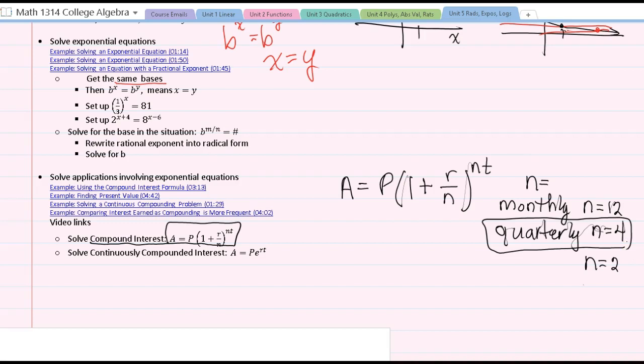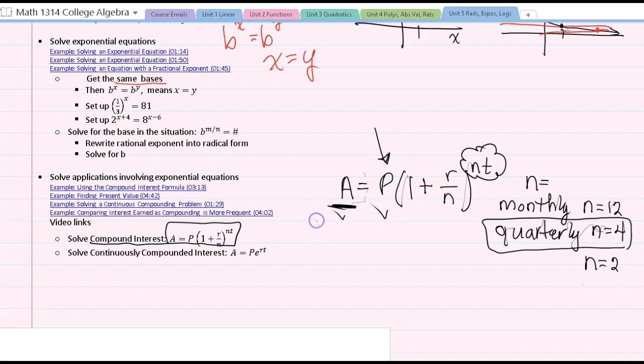Things that they can ask you to solve for is how much money you get at the very end. You can solve for how much money you started with in order to get the amount of money that you want to. And then later on, we're going to solve for how long it takes to get that much money. But for right now, your job is to either solve for A or to solve for P. So I'll leave that there.